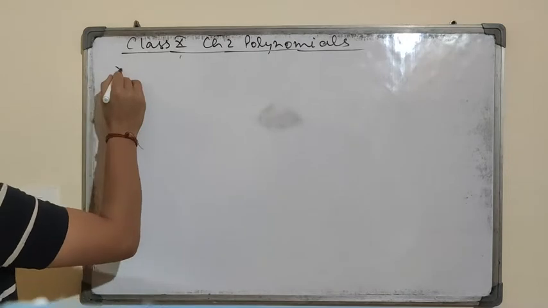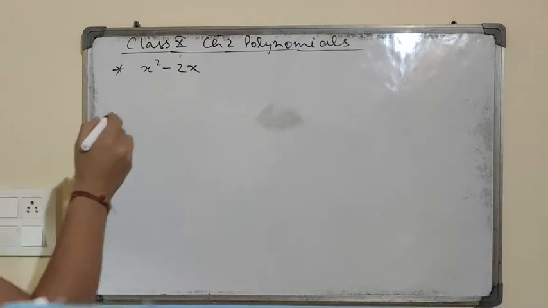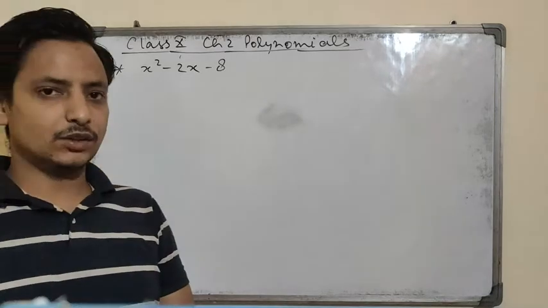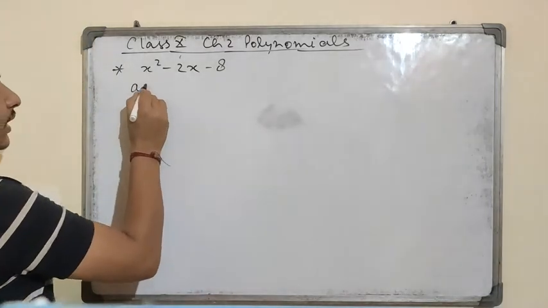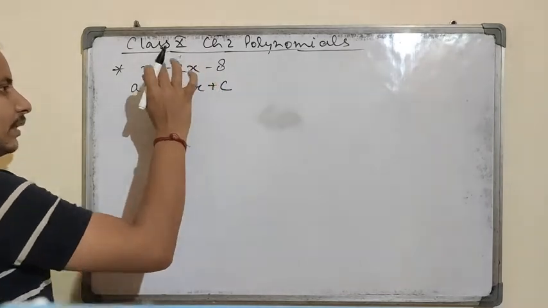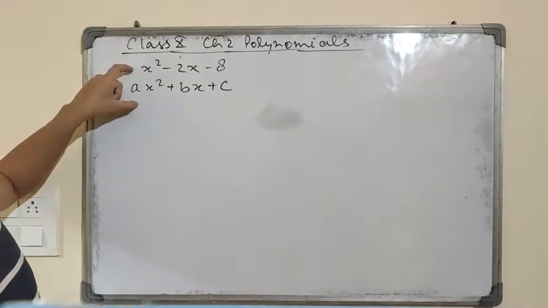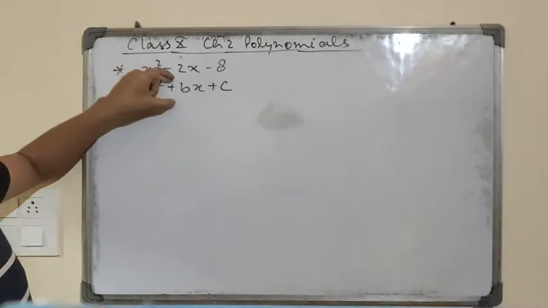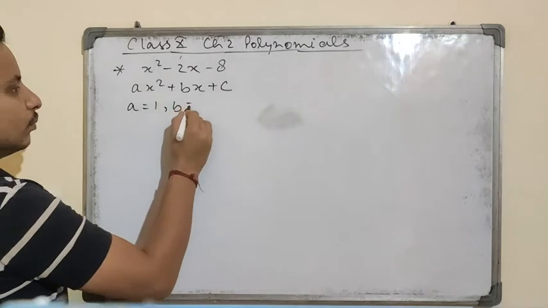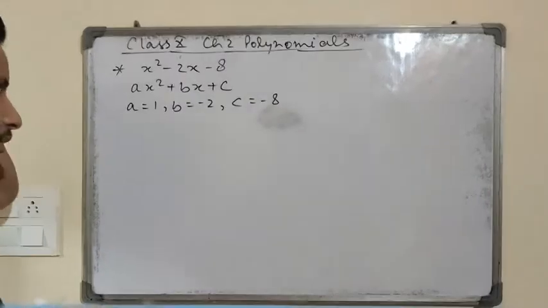So here we have a quadratic. For example, we have the quadratic polynomial x square minus 2x minus 8. Students, this is a quadratic polynomial and we have to find its zeros. If we compare it with ax square plus bx plus c, which is also a quadratic polynomial, then we have a equal to 1, b equal to minus 2 and c equal to minus 8. Now we have to find the zeros.